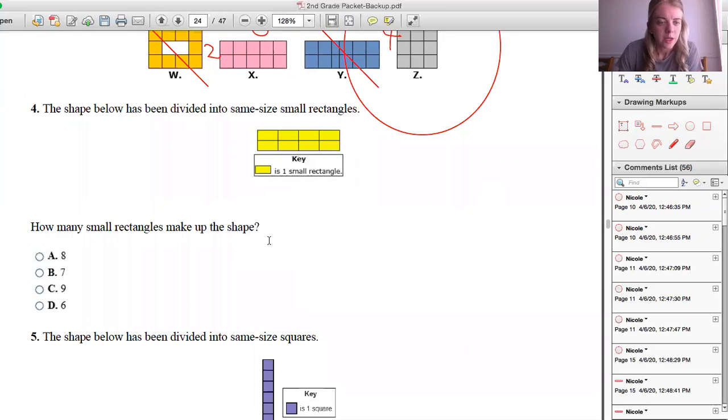How many small rectangles make up this shape? Again, we're going to label each side. You can write your own multiplication problem, and you will come up with the number 8. 4 times 2 equals 8.